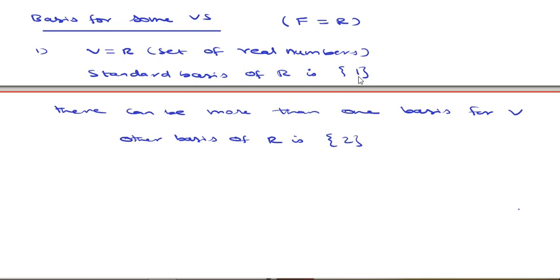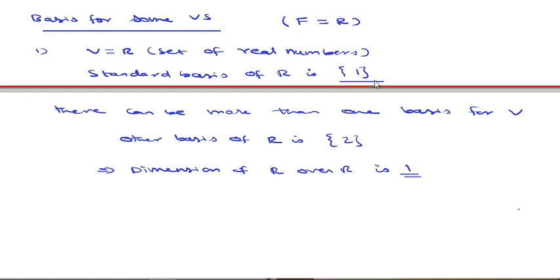Since there is only one element in the basis, we can say the dimension of R over R is 1. It is the number of elements in the basis. In the basis we have only one element, therefore the dimension is 1. Next let us find the dimension of R2.